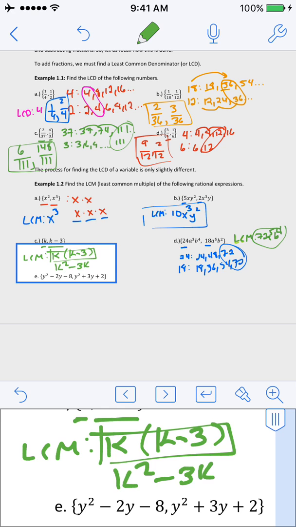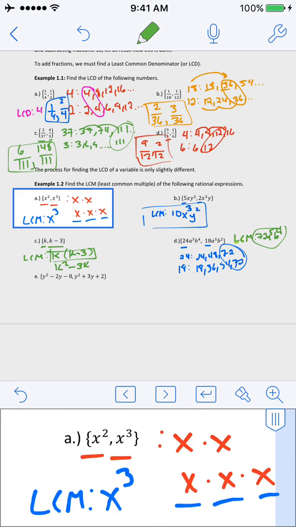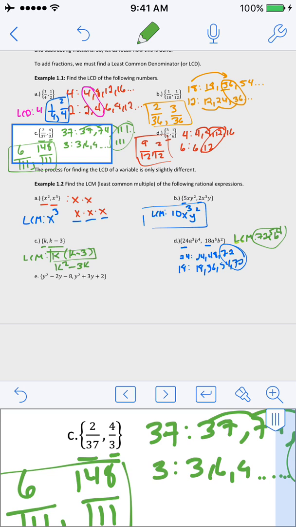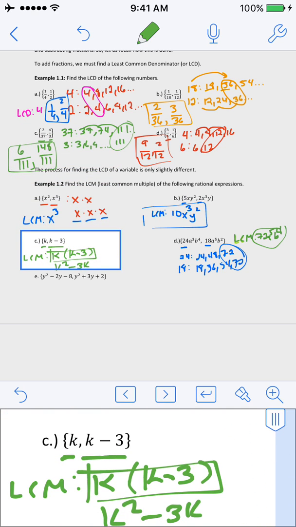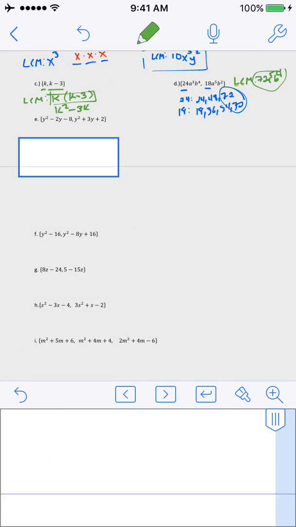In other words, an LCM is going to have one of each. Just like in this example up here, the first thing they had in common was their actual multiplication, right? Same thing goes for their variable. The first thing they have in common is the actual multiplication, k and k minus 3. That's the only two ways they have things in common. All right, let's apply that same logic down here.